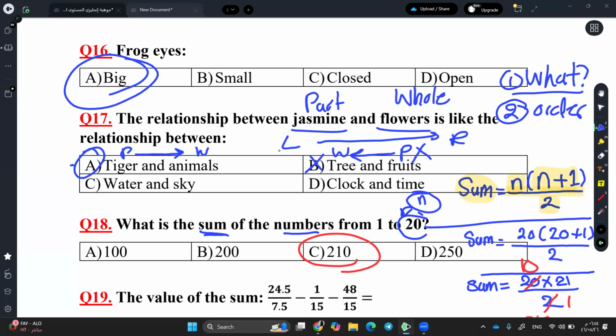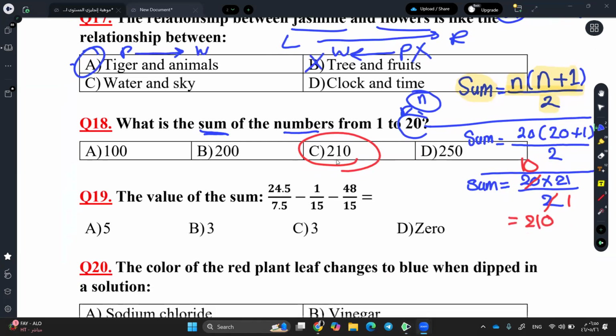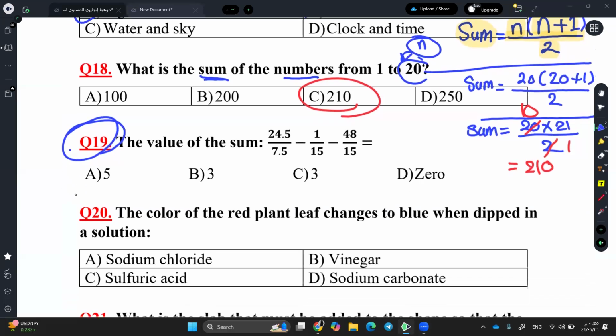Okay, before we move, do you understand question number 18? Do you understand it? Excellent. Okay, here it wants you to have a value sum, which we solved already. So anyone want me to explain it, or shall we move? Let me explain it a little bit faster.